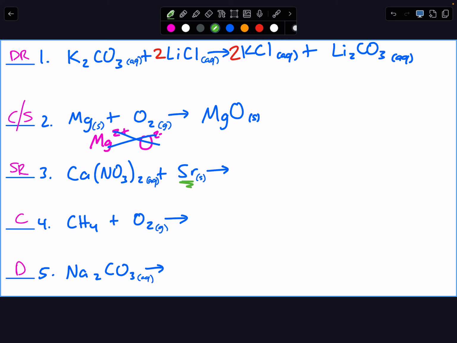Metal. Okay? So metal can replace who? A metal. Or a metal can replace hydrogen. There's no hydrogen, so who is it going to be? Okay, who's the other metal in the compound? Beautiful. Okay, now I have to look at my chart to tell me if strontium can replace calcium. Activity series.